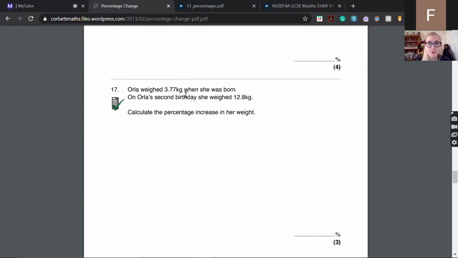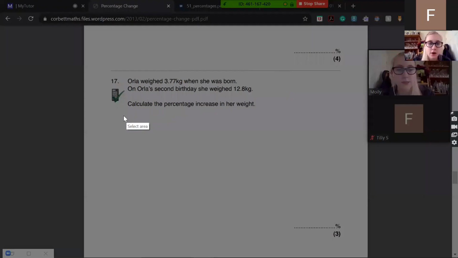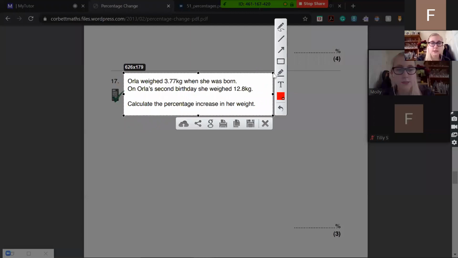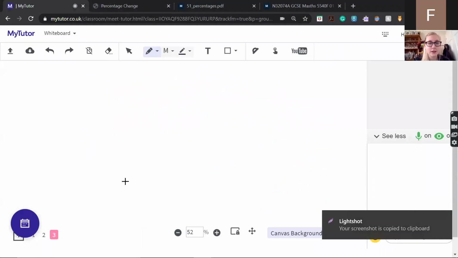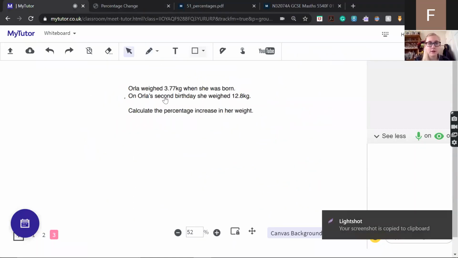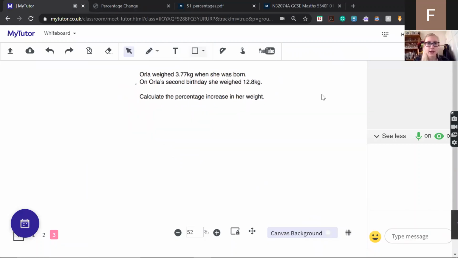Let's do one more. Let's have a look at this one, because we've got some horrible decimal points here, which nobody likes. Okay. Orla weighed 3.77 kilograms when she was born. On her second birthday, she weighed 12.8 kilograms. Calculate the percentage increase in her weight.